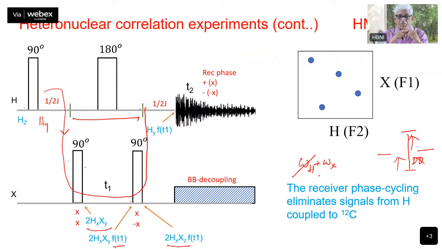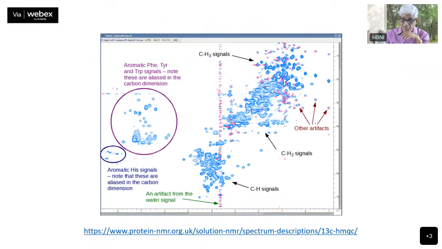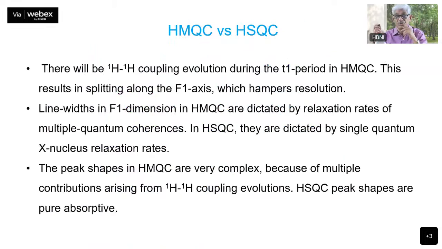There will be proton-proton coupling, so the proton coupling will evolve. Here the X coupling will not evolve, but the proton-proton coupling will evolve in the case of HMQC. Therefore, that will appear as a multiplet in HMQC. This results in splitting along the F1 axis, which hampers resolution. This does not happen in the case of HSQC. Each one is transferred independently to the X nucleus.